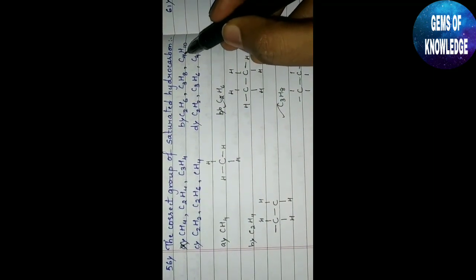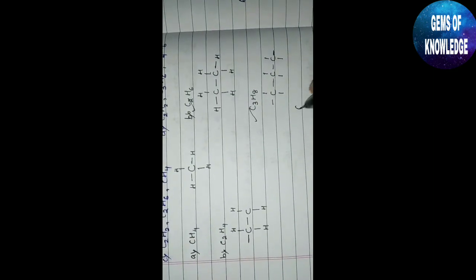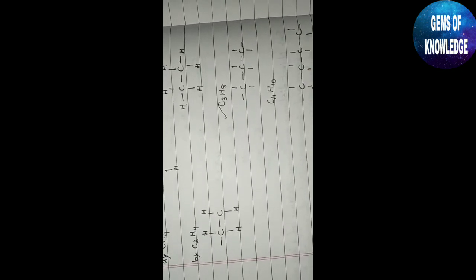Now let us check this one, C4H10. When C is 4 times, 1, 2, 3, 4 times, let us count the hydrogens: 1, 2, 3, 4, 5, 6, 7, 8, 9, 10. So this is also a saturated hydrocarbon. Saturated hydrocarbon in the sense that everywhere you can see only 1 bond.